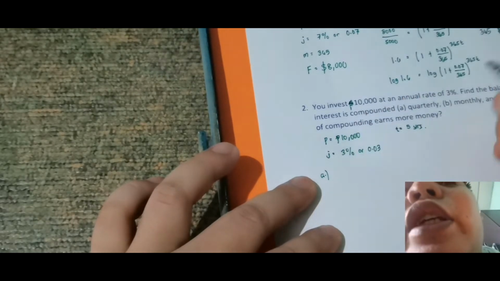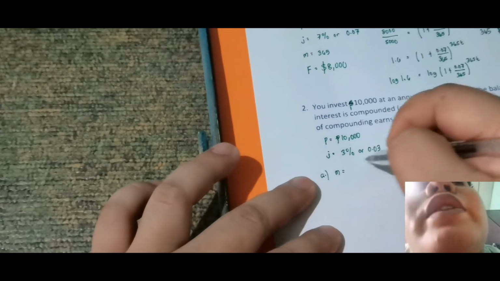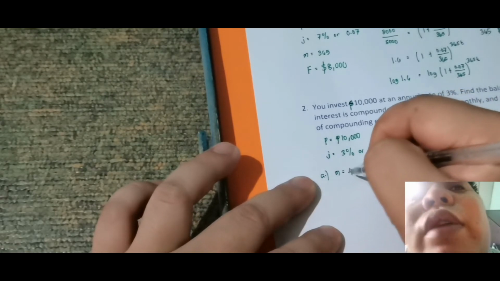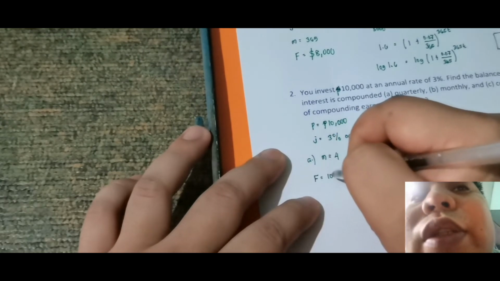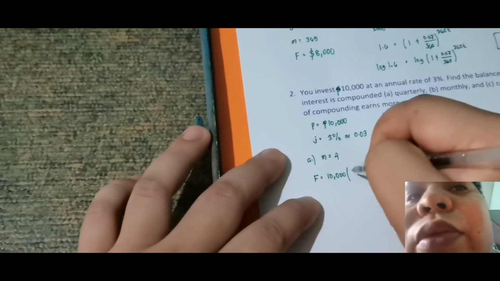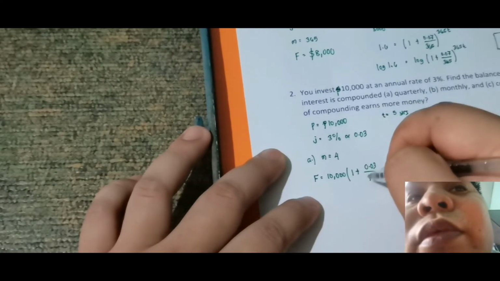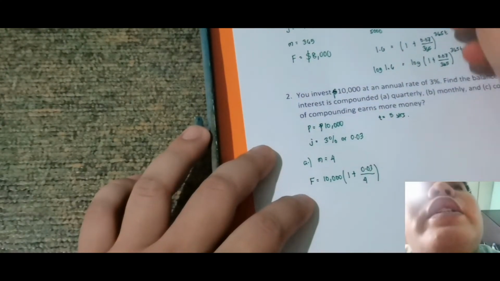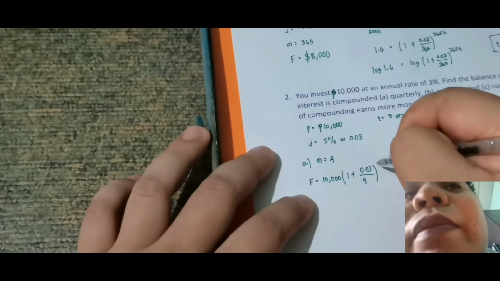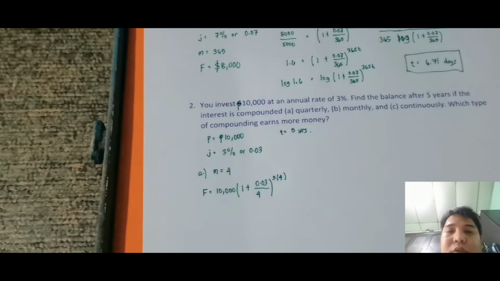So, alam natin na quarterly, so meaning M is equal to 4. Quarterly is 4. So, for the value of F, so this is just F is equal to 10,000 times 1 plus 0.03 over 4. Okay, then times TM. No? So, ano yung T? That is 5 times 4. Okay, so this is just equal lang. So, solve na lang natin. No? Calculate na lang agad. So, okay guys, pwede nyo lang gawin itong ginagawa ko.